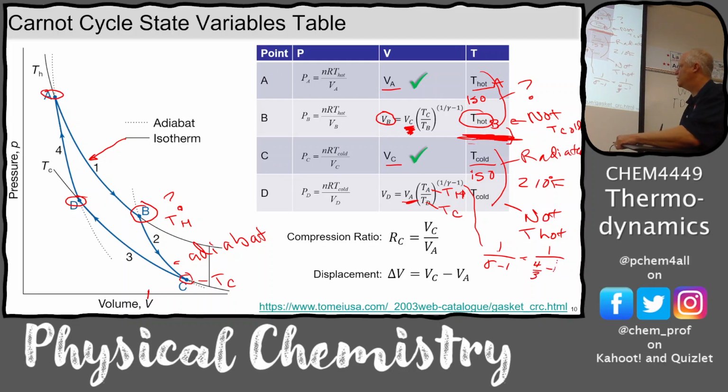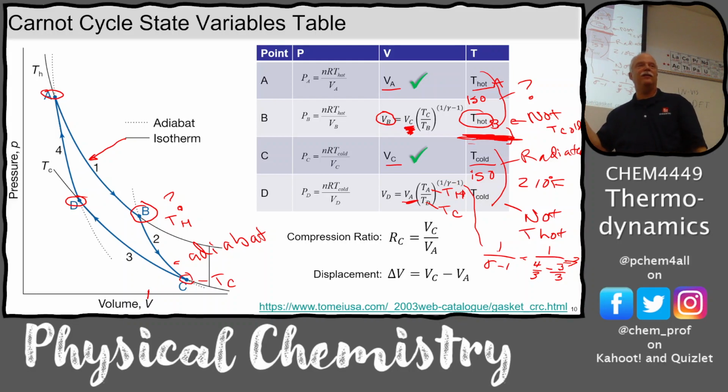4/3 minus 1. Well, what is 4/3 minus 1? That's going to be 3/3, right? So 4/3 minus 3/3 is 1/3, and then 1 over that is going to be 3. So this would equal 3. And so then you can just put that as 3 for water.